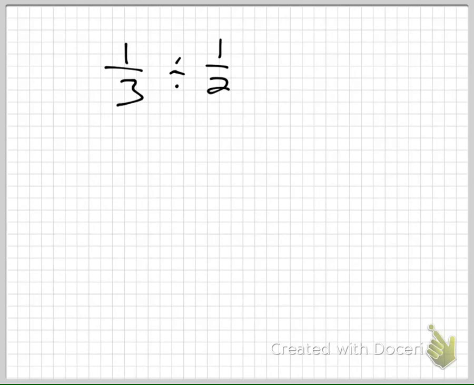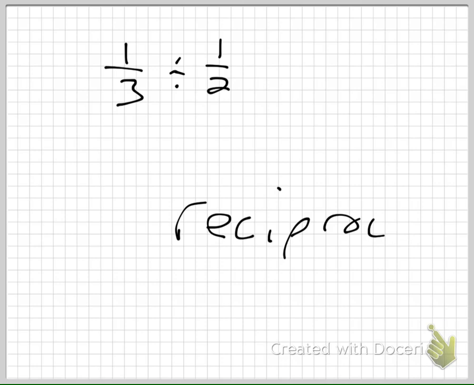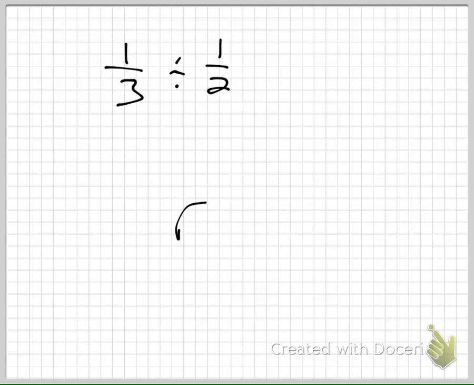You multiply by its reciprocal. What's the word? Reciprocal. Learn that word. Yeah, you multiply by its reciprocal, which means what? What is a reciprocal? Flipped over, right?